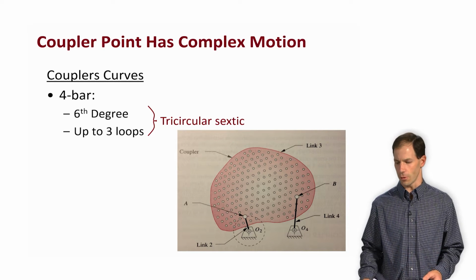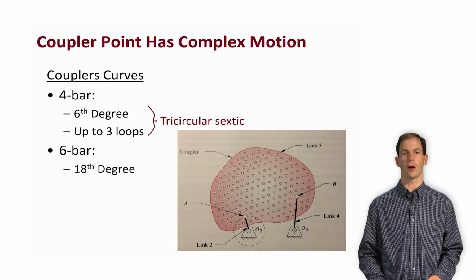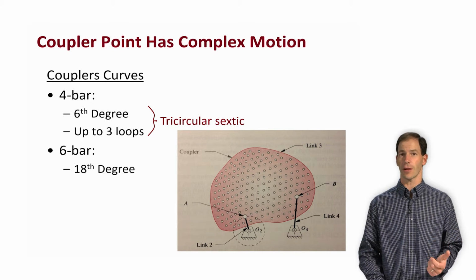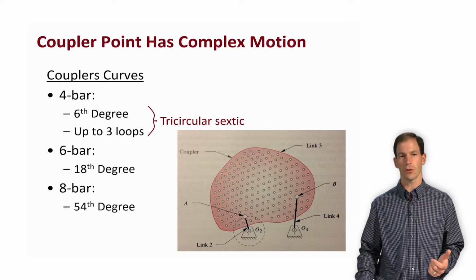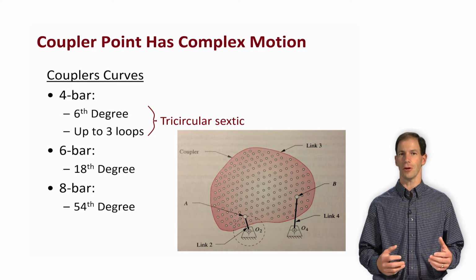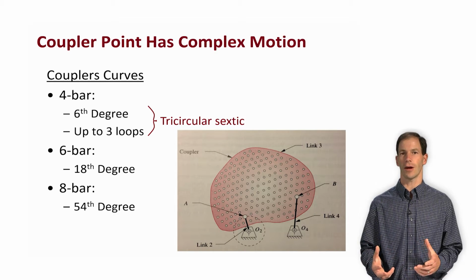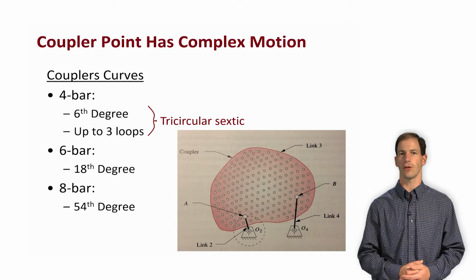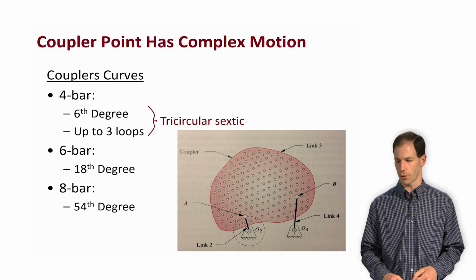4 bars are fairly simple. What if I jump up to a 6-bar? Now we jump up to an 18th degree curve. So mathematically quite complex, and if I go up to an 8-bar mechanism, now I have a 54th degree curve. So you can see why these synthesis tools that we have in the class are very powerful because they're allowing us to generate these high degree polynomial curves that are our coupler curves.